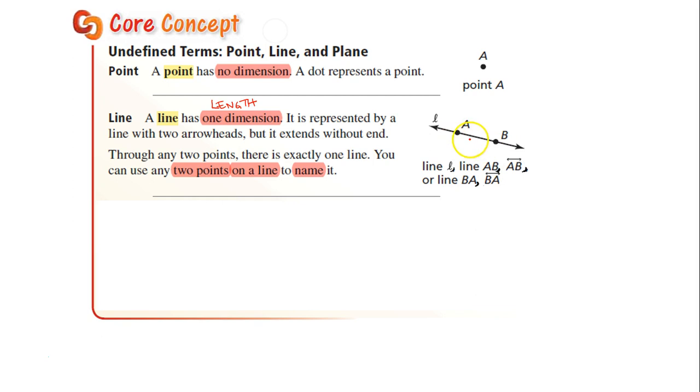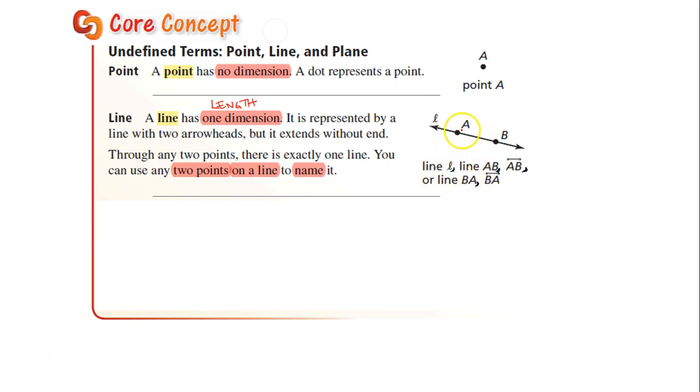Through any 2 points, there's exactly one line. We cover that later as the point-line postulate, or the line-point postulate, one of those. And you can use any 2 points on a line to name it. So there's a bunch of ways to name lines. You can do a little cursive lowercase letter, like line L.